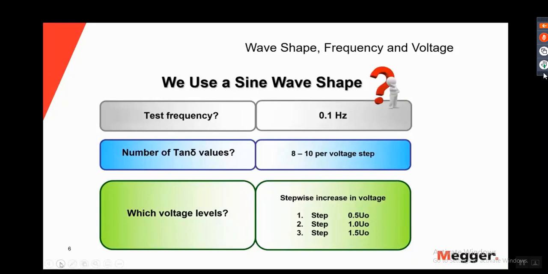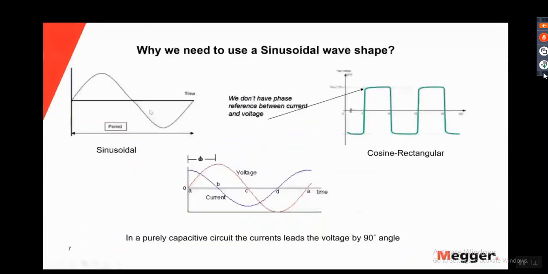Any questions? Okay, so why do we need to use a sinusoidal wave shape? Here's the sinusoidal as you saw earlier, and the difference is here on the right, the cosine rectangular. We don't have the phase reference between the current and the voltage in this cosine rectangular for the tan delta measurement, as opposed to the VLF. In a purely capacitive circuit, the current leads the voltage by a 90-degree angle. As applied here, A is the voltage, B is the current, and this is the time.